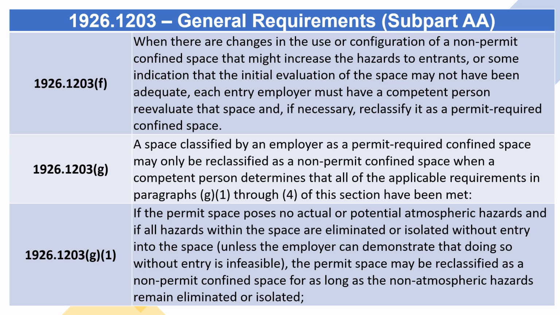1926.1203(g)(1). If the permit space poses no actual or potential atmospheric hazards and if all hazards within the space are eliminated or isolated without entry into the space, unless the employer can demonstrate that doing so without entry is infeasible, the permit space may be reclassified as a non-permit confined space for as long as the non-atmospheric hazards remain eliminated or isolated.